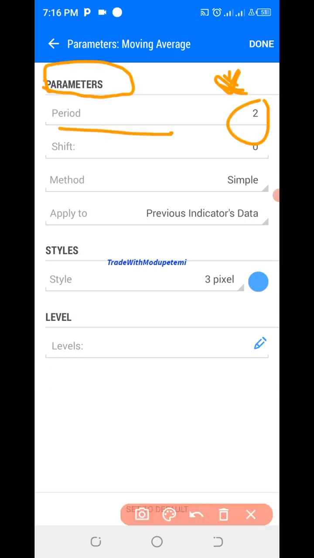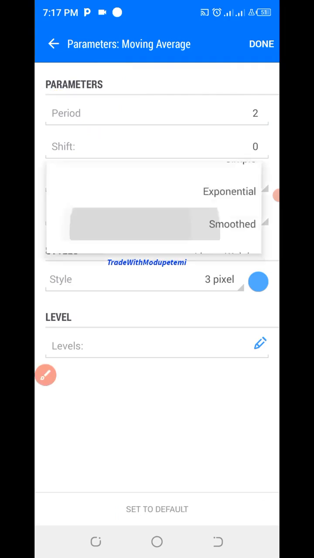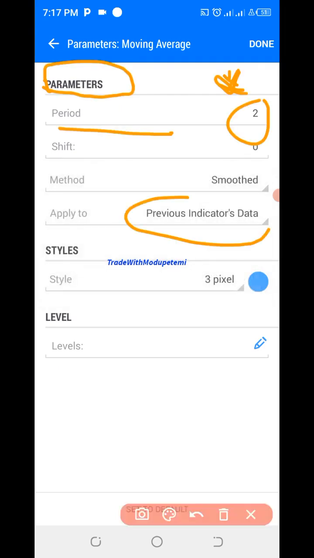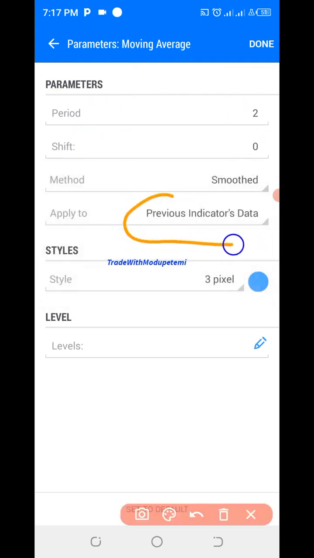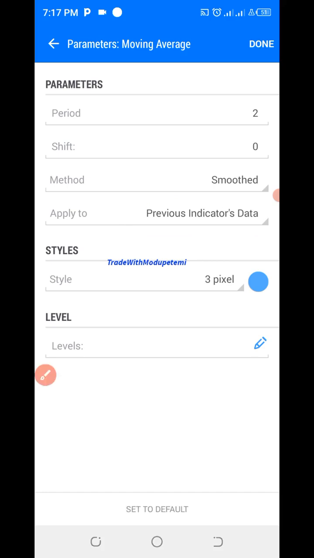Please take note of this. This is very, very important. Apply to previous indicator. That means whatever data this moving average is going to fetch for us is going to be based on the first indicator data, which is our previous indicator, our relative strength index. So take note of it. Once you are done, you click on done.